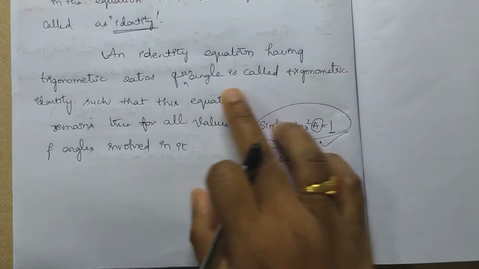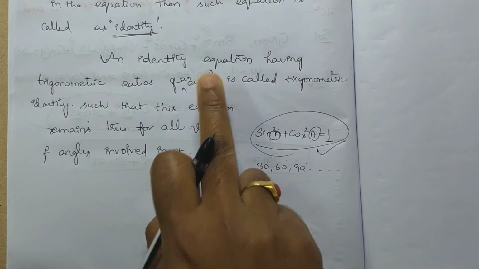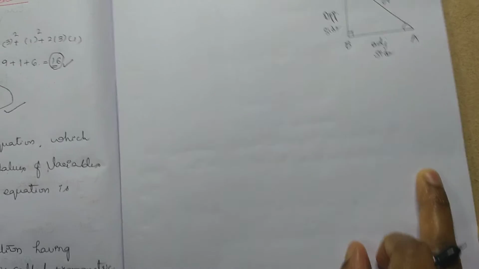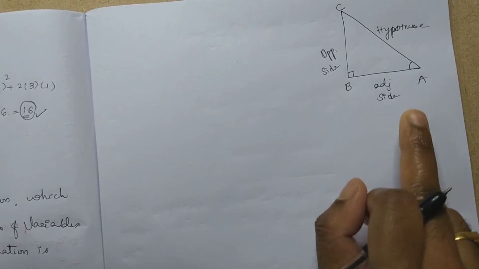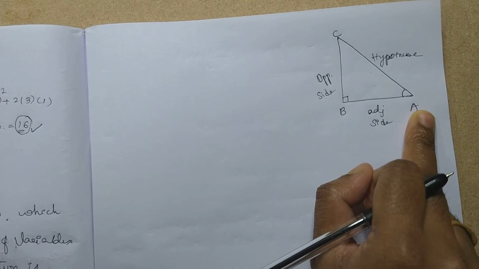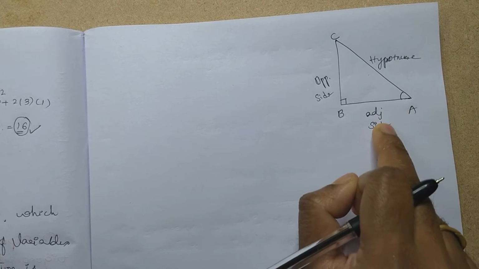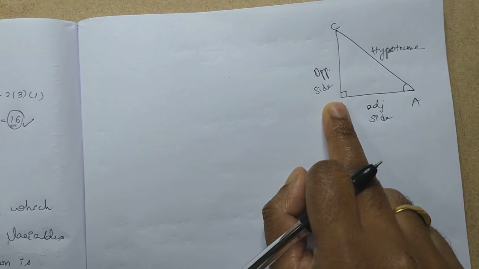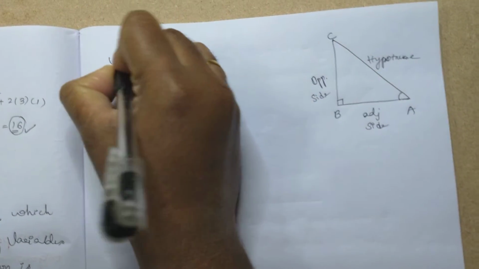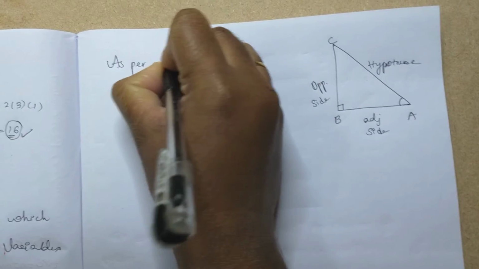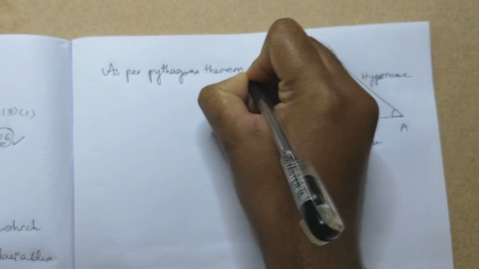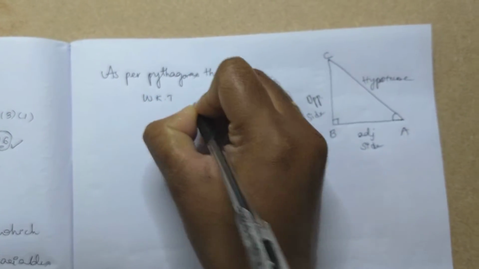Now see, trigonometric ratios of one angle. So now let's write the identity equations, nothing but trigonometric identities of one angle. I am taking that one angle as angle A. So let's write the trigonometric identities for triangle ABC, for the angle A. As per Pythagoras theorem, what do we know? We know that hypotenuse square equals side square plus side square.